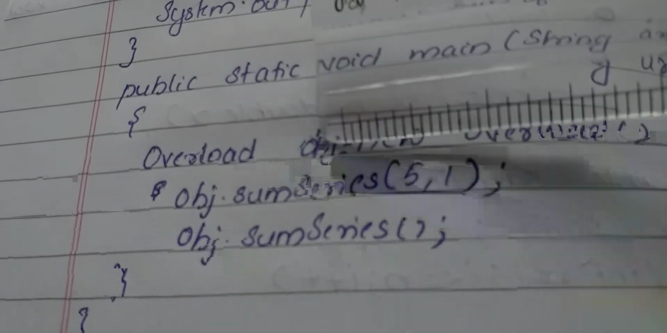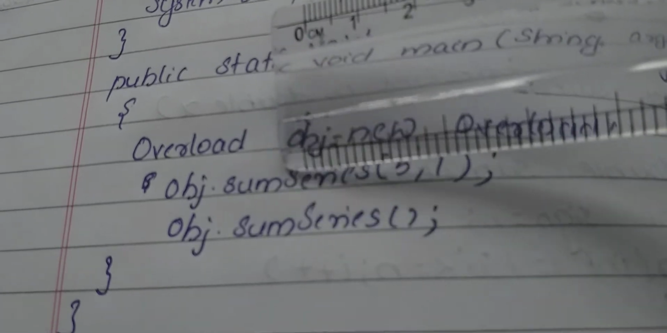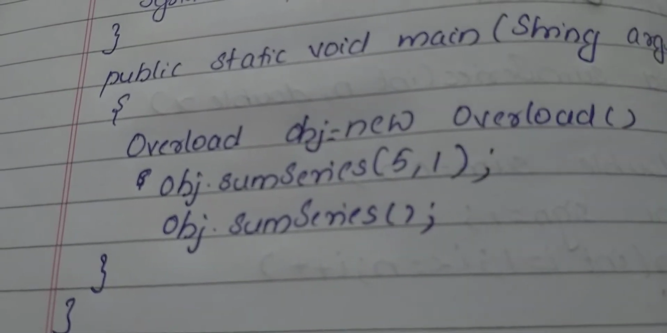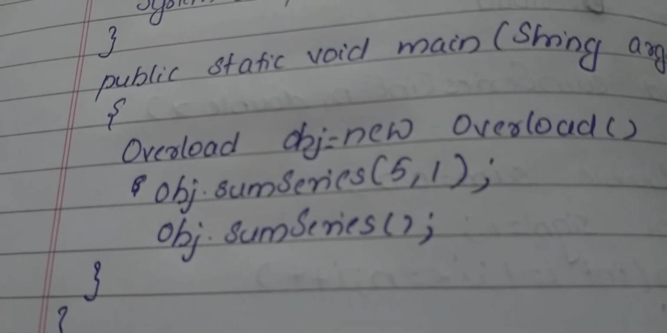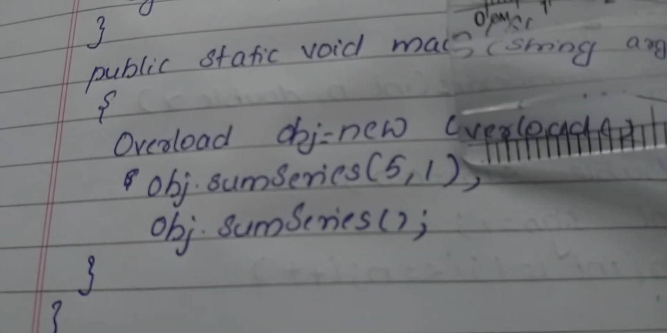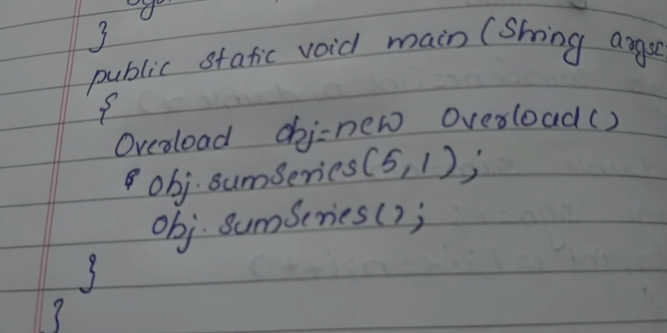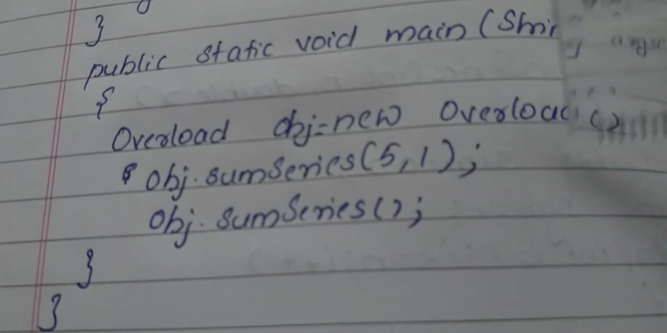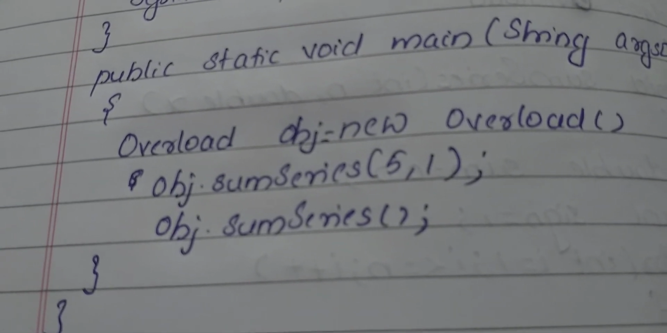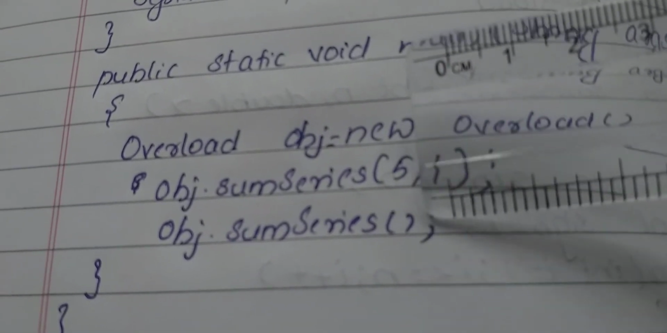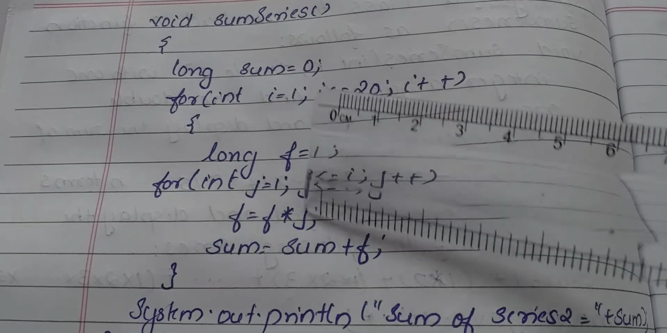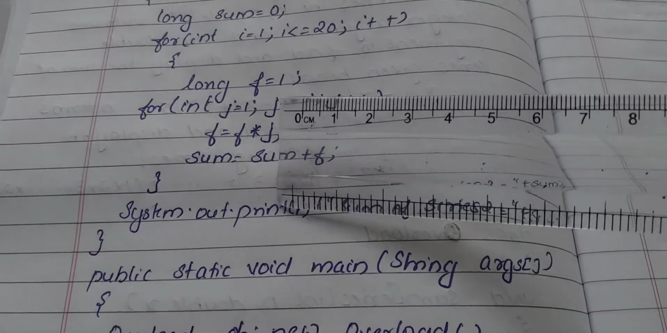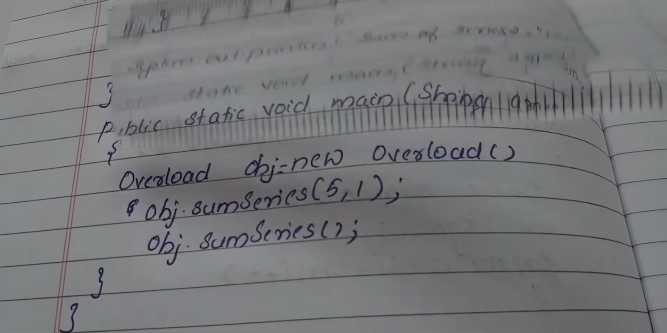By using this object obj, we are going to invoke our functions. What is our first function? sumSeries, where we want to pass two values, isn't it? Integer type and double type. So 5, 1. When we invoke this function, the control goes to the first function, and the value 5 is passed to n and the value 1 is passed to x. Next series: how to call it? obj.sumSeries(). When we call this function, the control goes to that function and the things in it will be executed. After that, close the main and close the class.